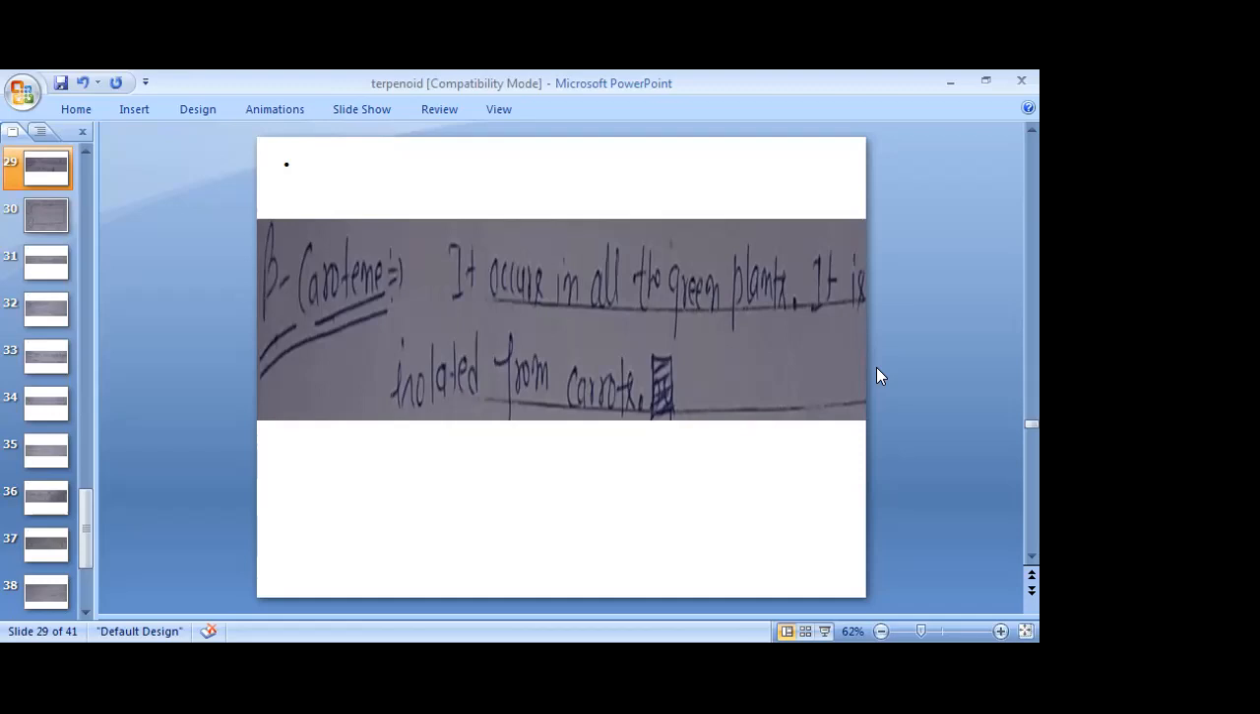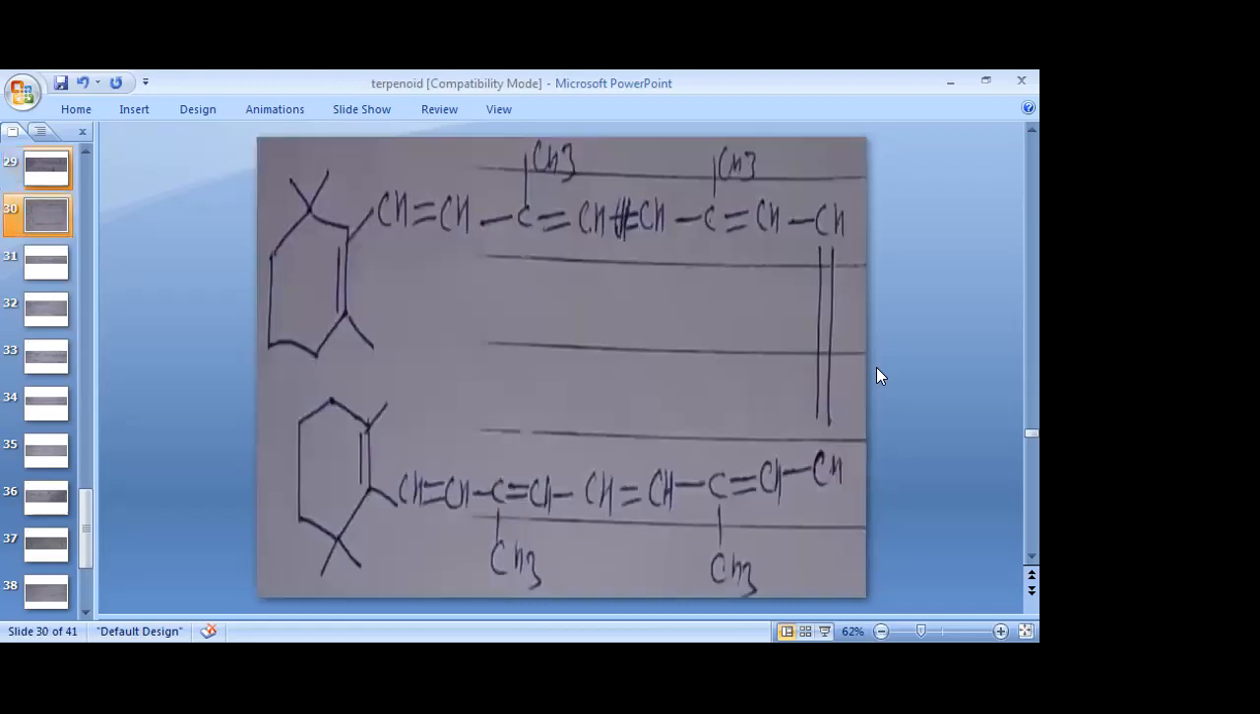Now how do we isolate that, right? And what about their structure? How do we determine their structure? Now the points come one by one. So you can see this is a structure. Actually, this is the structure of beta carotene. You can see it is a very, very perfect symmetric structure.